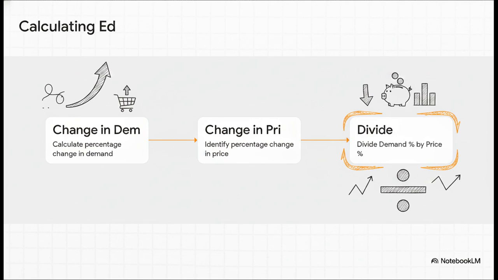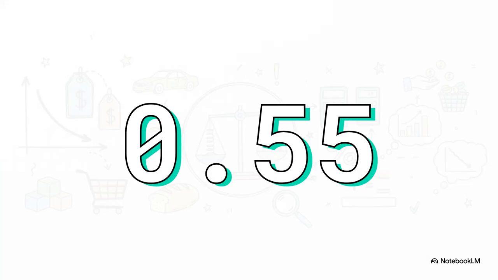First, we figure out the percentage change in demand. Let's just say it shifted by 11.25%. Next up, we pinpoint the price change, which in this case was a 20% shift. Finally, the easy part. We just divide that 11.25% demand shift right by the 20% price shift. And this brilliantly illustrates our result, 0.55. Now, because this number is less than 1, it tells us definitively that the demand is inelastic. Basically, the proportionate change in demand was a lot smaller than the proportionate change in price. It's clean, it's exact, and it perfectly categorizes what the market is doing.